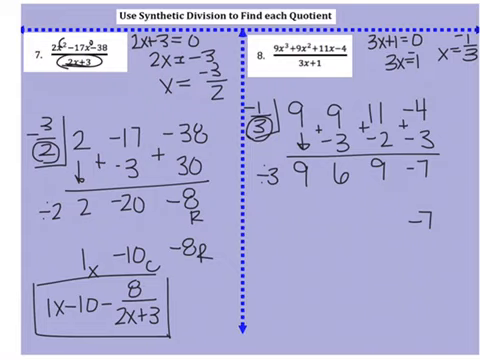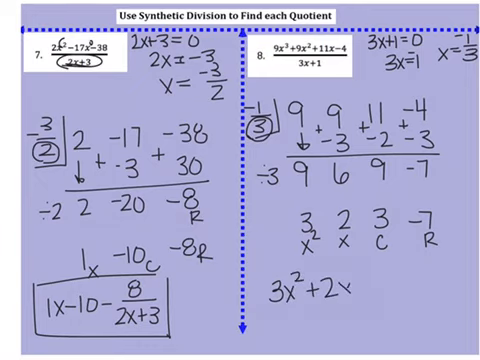9 divided by 3 is 3. 6 divided by 3 is 2. 9 divided by 3 is 3. So now I have my remainder, my constant, my x's, and this problem actually has an x squared. So if I write that out as my final answer, I'm going to get 3x squared plus 2x plus 3 minus 7, and since that's my remainder, I have to put it over my divisor, 3x plus 1.